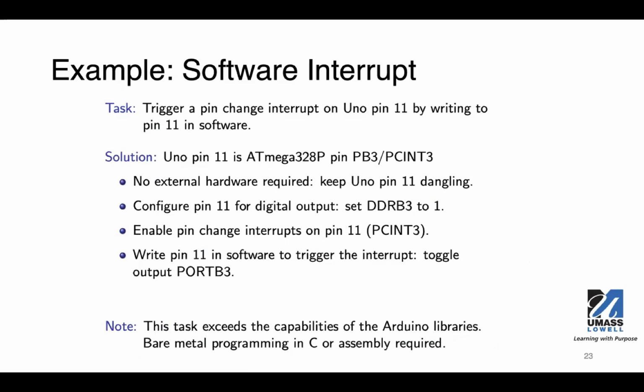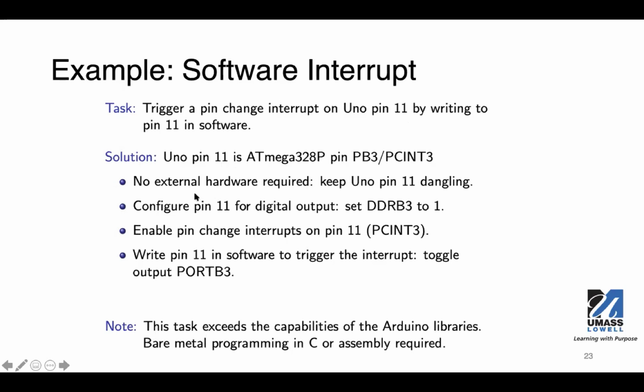All right, the next example is software interrupt. Software interrupt is to trigger an interrupt by using software instead of using an actual voltage change on the pins. We can trigger a pin change interrupt by writing to the pin in software. We use this pin 11 as an example. This corresponds to PC pin change interrupt 3, which is PB3 for the actual pin.